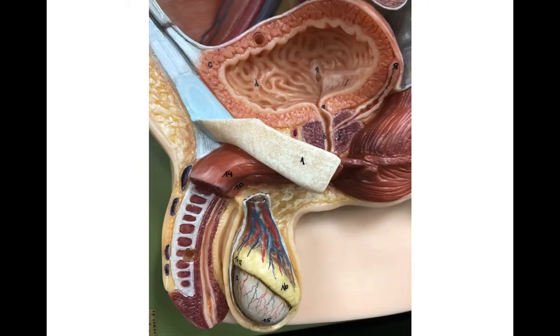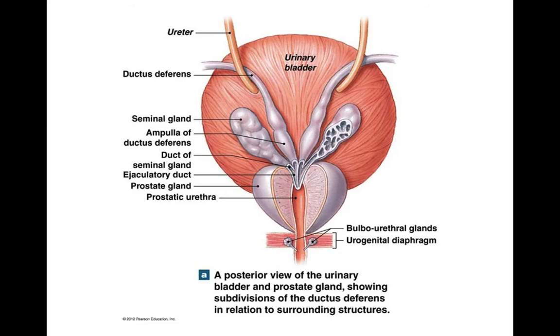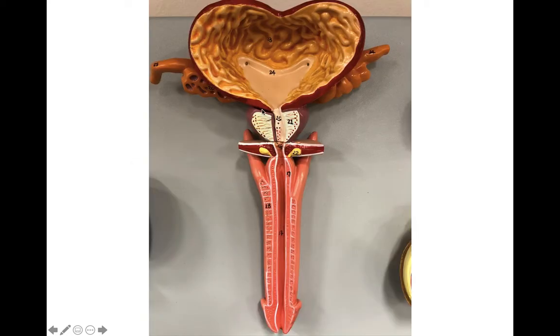Let me go to this picture again. Here's the prostate. This would be the prostatic urethra. Here, this is the urinary bladder. These would be the seminal vesicles. These would be your ductus deferens. Here's our prostate, which is just inferior to the bladder. And this portion of the urethra, which is surrounded by the prostate, is your prostatic urethra.